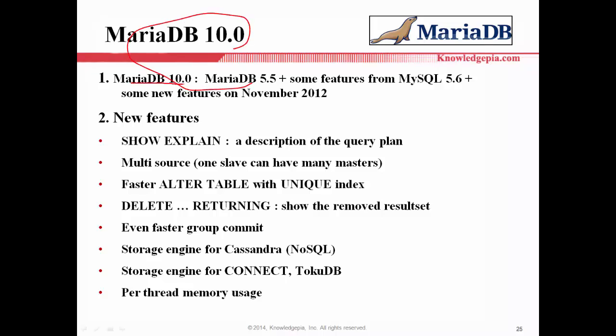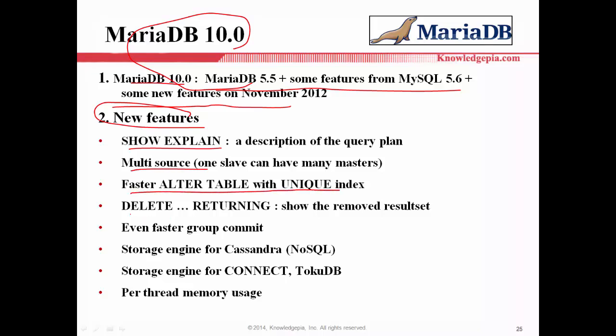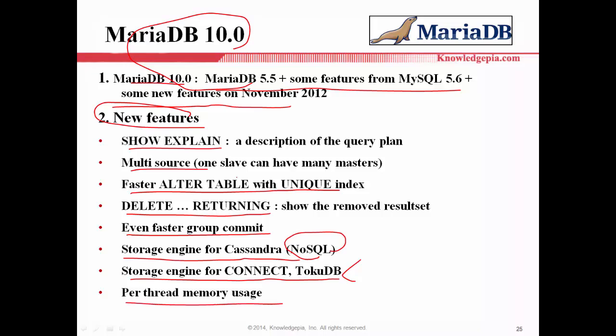So MariaDB 10 comes from MariaDB 5.5, with some features from MySQL 5.6, and new features from November 2012, like SHOW EXPLAIN, multi-source replication, faster ALTER TABLE with the unique index, the DELETE ... RETURNING statement, and even faster group commit, a storage engine for Cassandra to support NoSQL, storage engines for CONNECT or TokuDB as new storage engines, and per-thread memory usage as well.